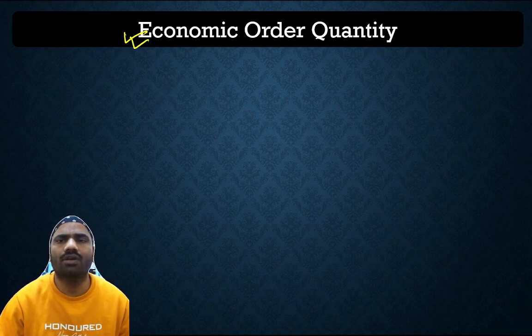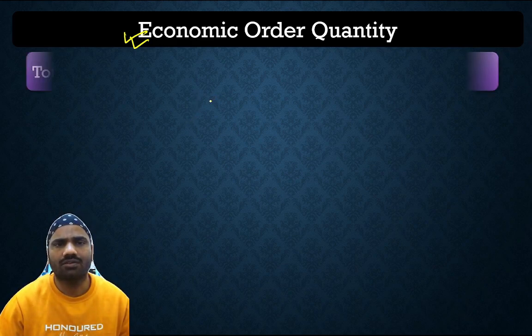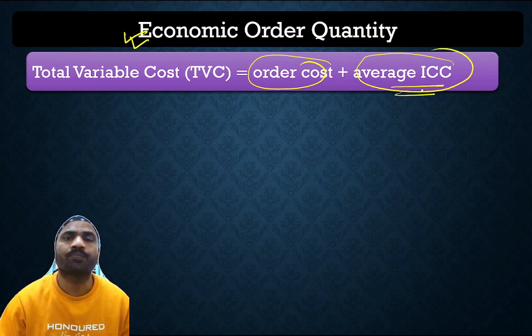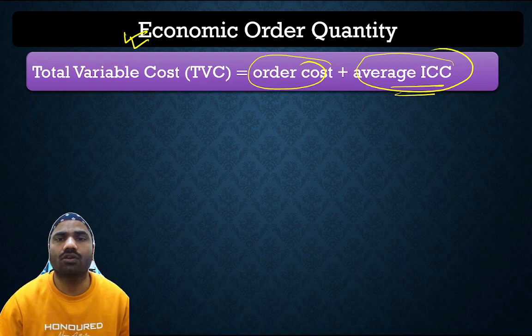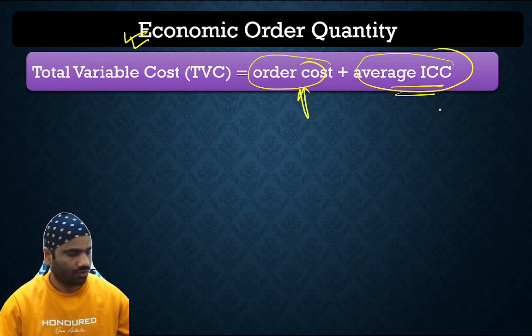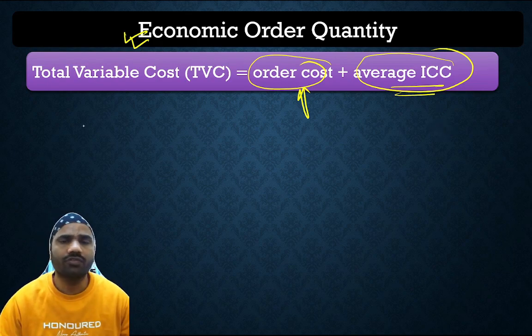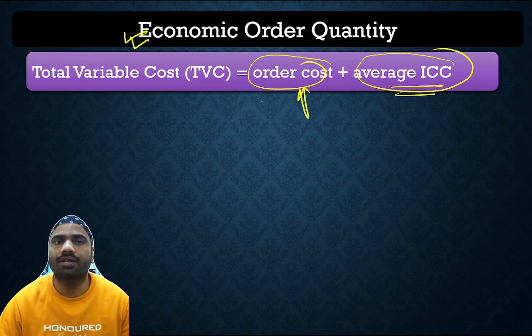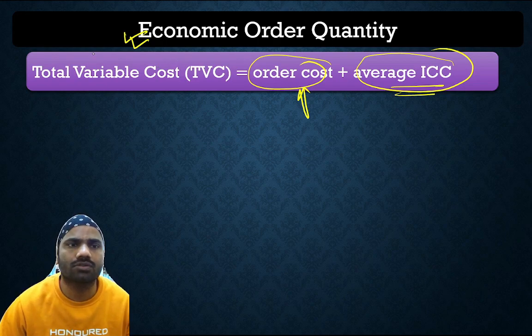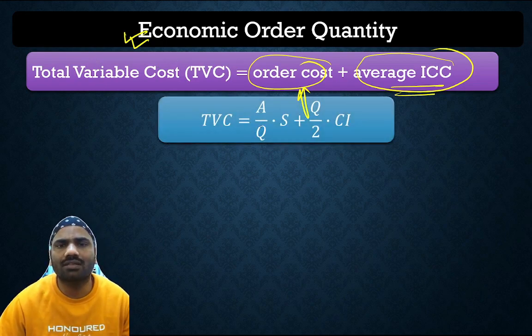So what is economic order quantity? We have two costs: one is the ordering cost, and another is the average inventory carrying cost. Together we call that the total variable cost. So total variable cost, we can write as A by Q into S plus Q by 2 into Ci.